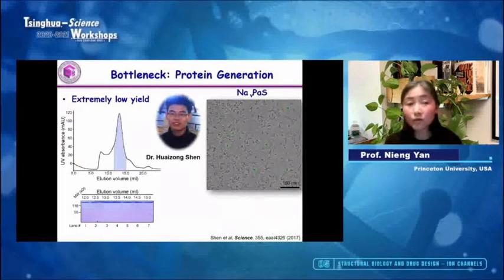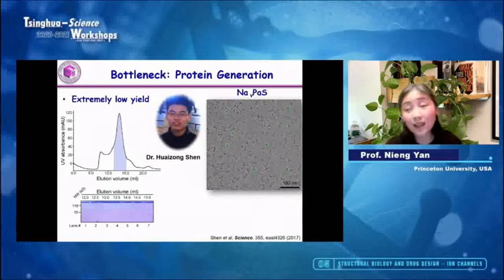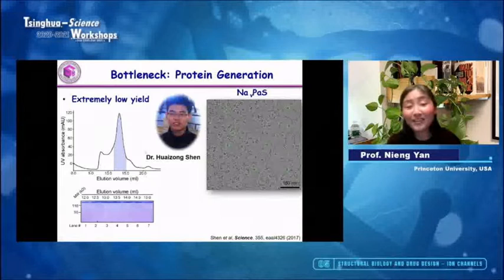Why don't I just look for some short isoform among all the eukaryotic sodium channels? With this, he searched the data bank for all the deposited sequences of sodium channels and identified one from American cockroaches. We named this one NavPaS, where S stands for short. And indeed, now we can see a decent peak on Superdex.